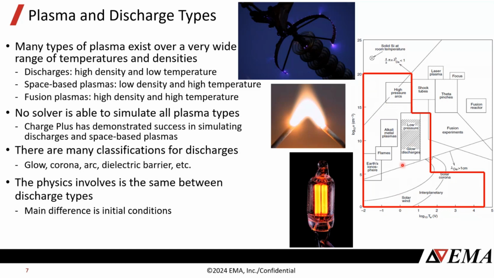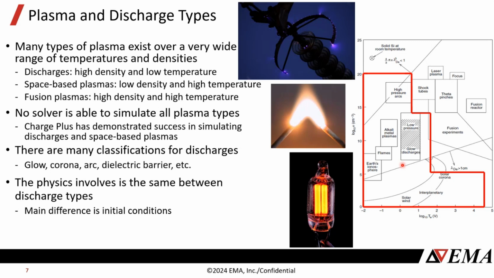And since we're interested primarily in discharges here, we'll focus in on the discharges. And when you're looking into discharges, you might see a couple of different terms thrown around that are referring to different types of discharges, such as glow, corona, arc, and dielectric barrier. There are also some others as well. But the physics involved in all of these discharges is more or less the same. The main difference between them all is really going to be the initial conditions, or just properties of the system as a whole.